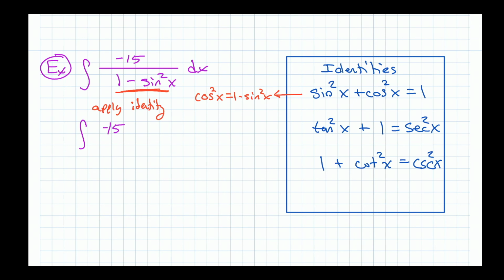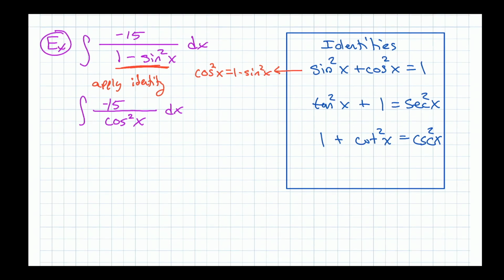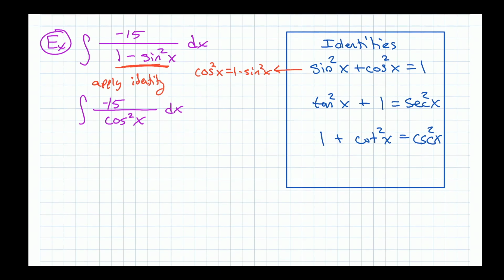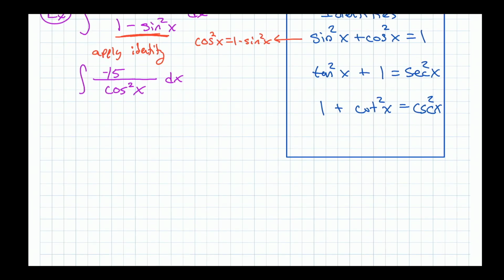So you still have the negative 15, and this actually just turns into cosine squared x, because 1 minus sine squared is cosine squared x, according to the Pythagorean identity. Then you want to remember how your trig functions work, because 1 over a cosine is a secant. If 1 over a cosine is a secant, then 1 over a cosine squared is a secant squared. A cosine squared in the denominator is going to be a secant squared if you write it in the numerator.